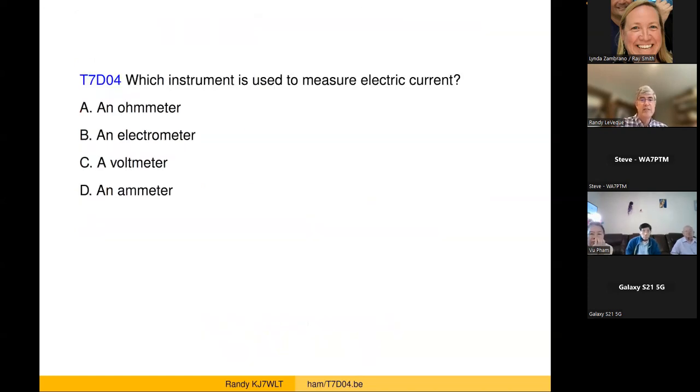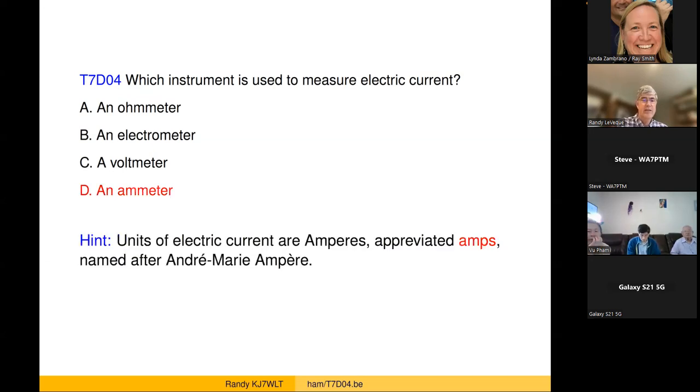Okay, which instrument is used to measure electric current? Well, as we just saw in the last question, it could be a multimeter. But if you had just one device to measure current, then it would be the ammeter. And the ammeter measures amps, which is short for amperes, which is the unit of current that's used, which is named after a French physicist from the 19th century.